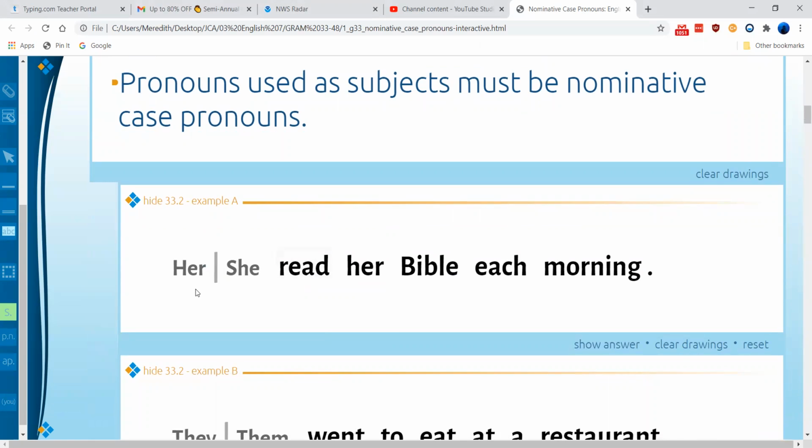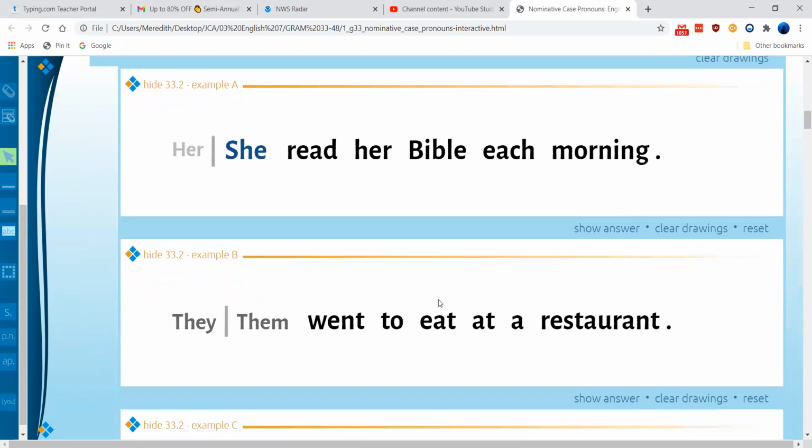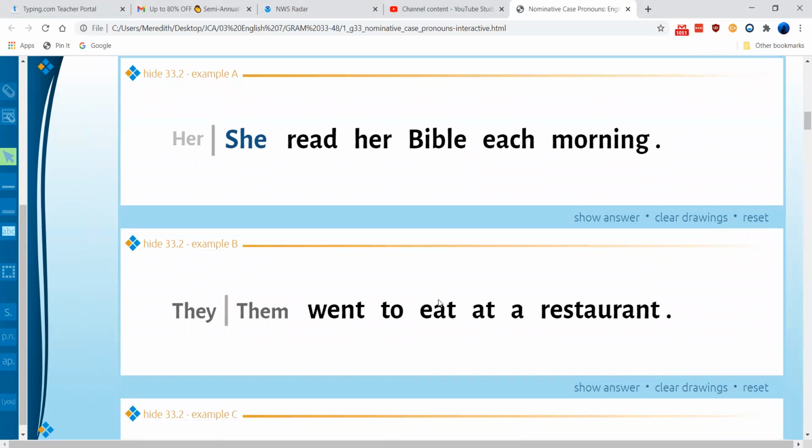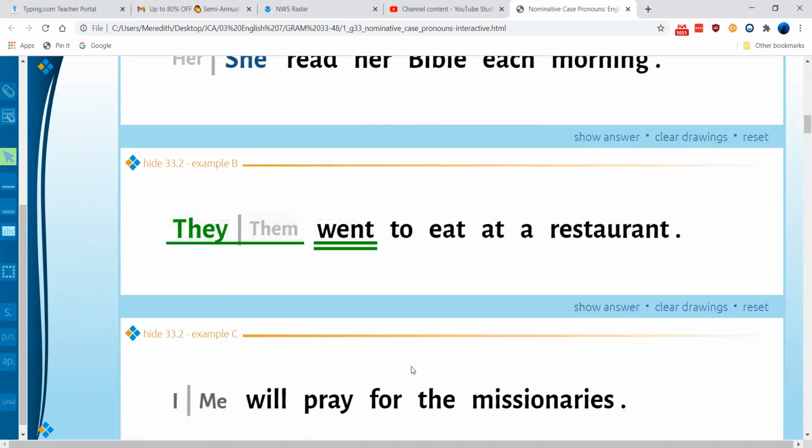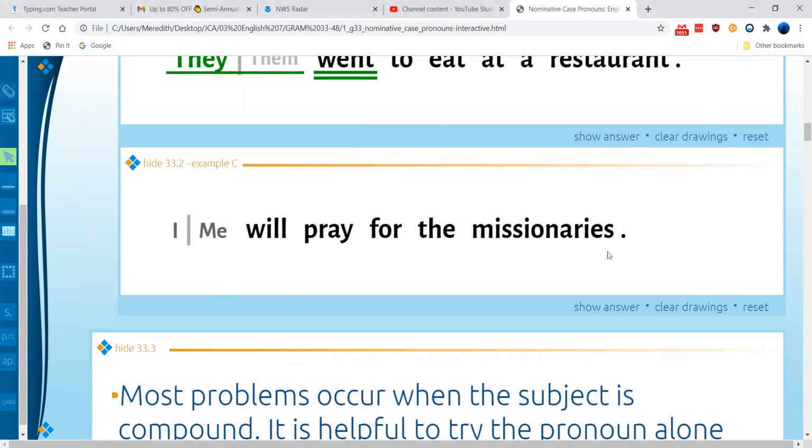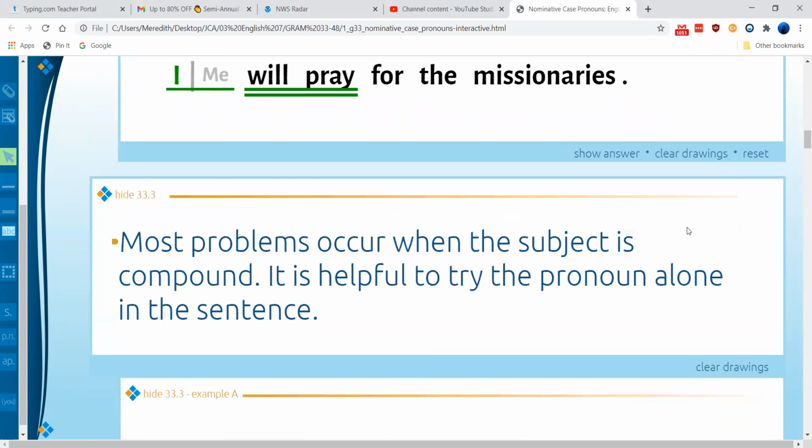In some choices we have here: her or she read her Bible each morning. These are pretty easy. This is how we talk. So we would say she read her Bible each morning. All right, so we know it's she. They or them went to eat at a restaurant. Well, we don't say them went to eat at a restaurant. We say they went to eat at a restaurant, so you have they as your subject. I or me will pray for the missionaries. Well, I is nominative case. I will pray for the missionaries. So that's your subject and it's nominative case.